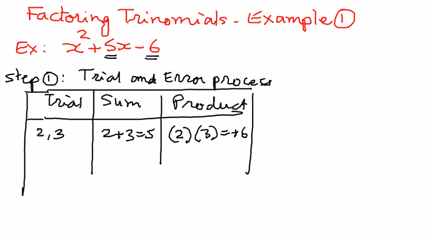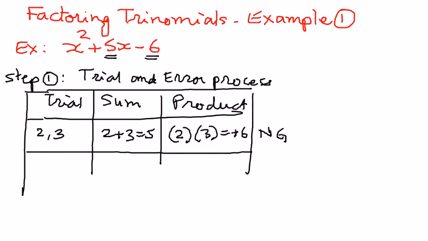What we need is negative 6. So therefore, this is no good. Not only the middle term, but also the last term should be satisfied by the numbers we select. Since only the middle term is satisfied and not the last term, therefore 2 and 3 is not a good selection. So let us modify that and see how else we can do that.